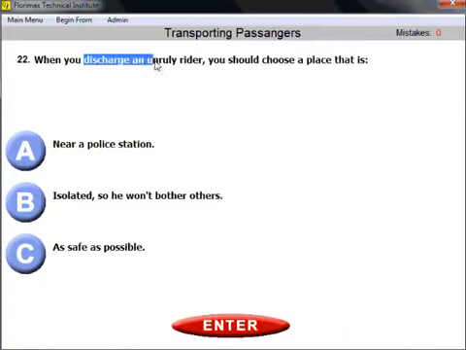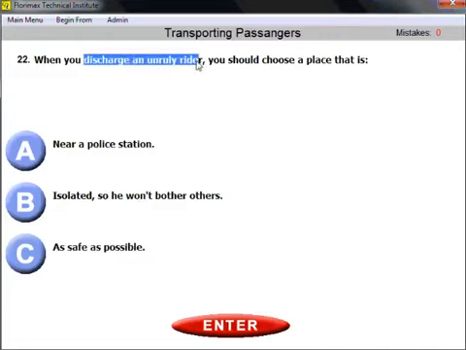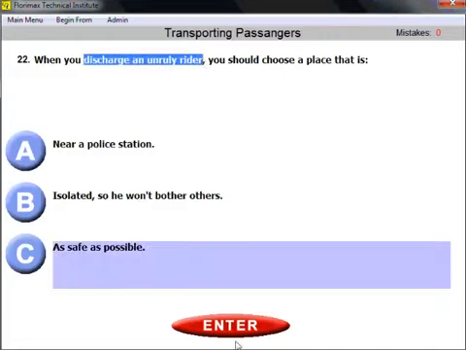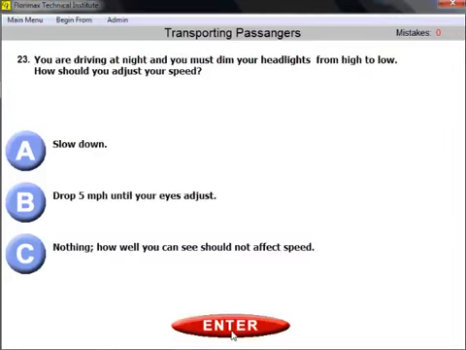Question number 22. When you discharge an unruly rider, you should choose a place that is, again, look for safety. This place should be as safe as possible. It could be a police station. Sometimes you might not have a police station in the neighborhood, but you still need to discharge the unruly rider because of the safety concern about the other passengers. So if you need to discharge an unruly rider, choose the space which is as safe as possible.